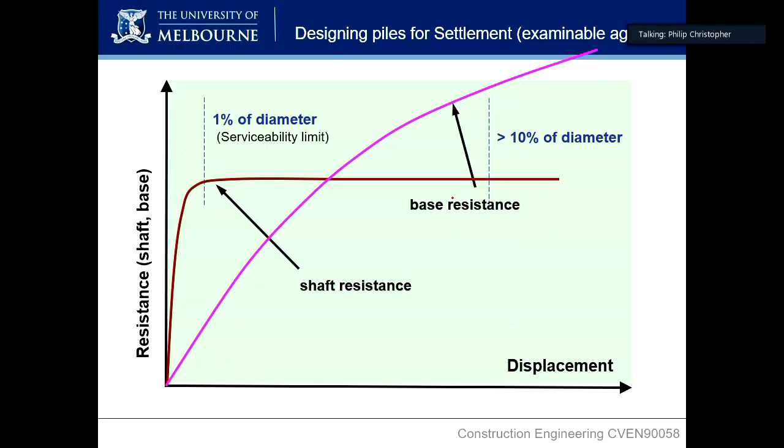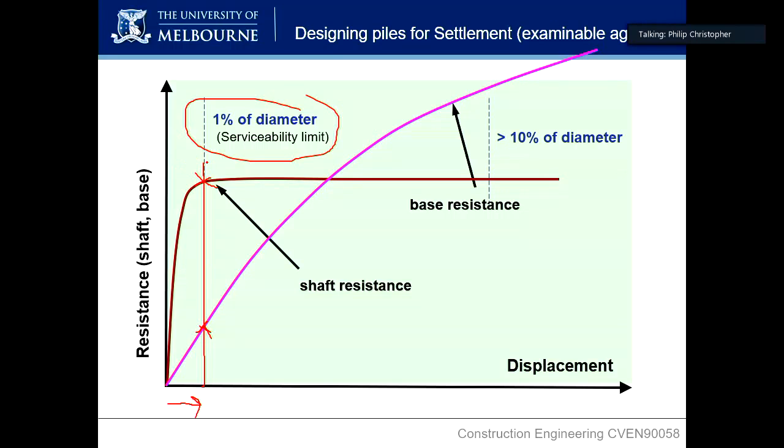That's spot on, yes, shaft. Correct. Because let's say this is our serviceability limit of 1%. We move this pile across our 1%. What resistances are we getting? We get a little bit of base resistance, but not very much. We're getting almost all our shaft resistance at that 1%.